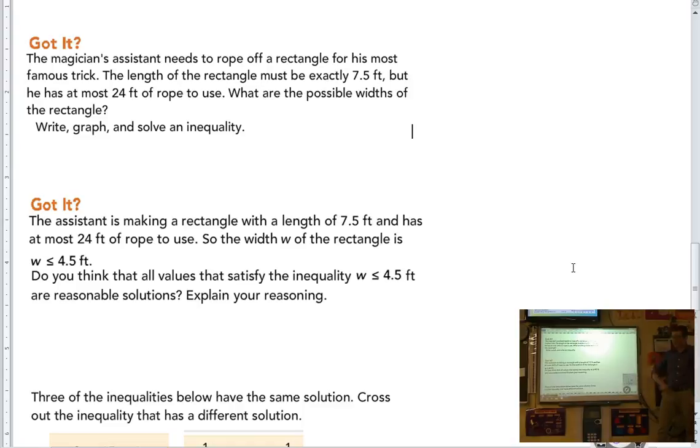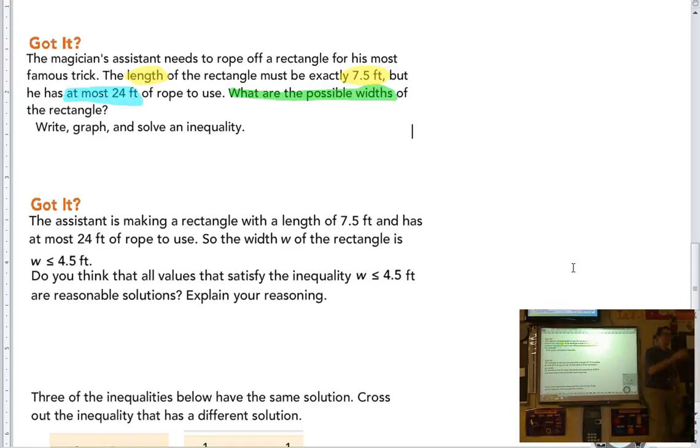What were the important parts of this problem? Abby, what was important? Okay, so we only used yellow and green. In yellow, we did length is 7.5 feet. And for the green, we had what are the possible widths, thank you. And in blue, he has at most 24 feet.